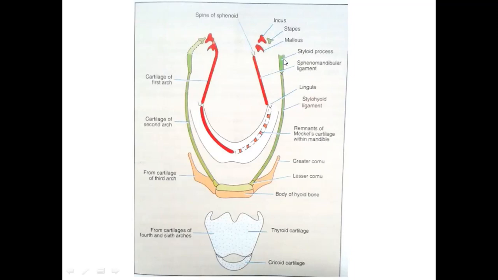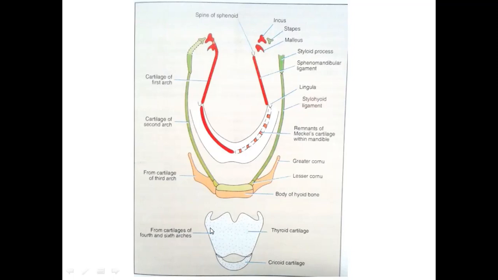Then cartilages from the second pharyngeal arch: you can see the styloid process, and this is the stylohyoid ligament between the styloid process and the hyoid bone. Then the lesser cornu, and the upper part of the body of the hyoid bone. Then the third arch: you can see the greater cornu, and this is the lower part of the body of the hyoid bone.